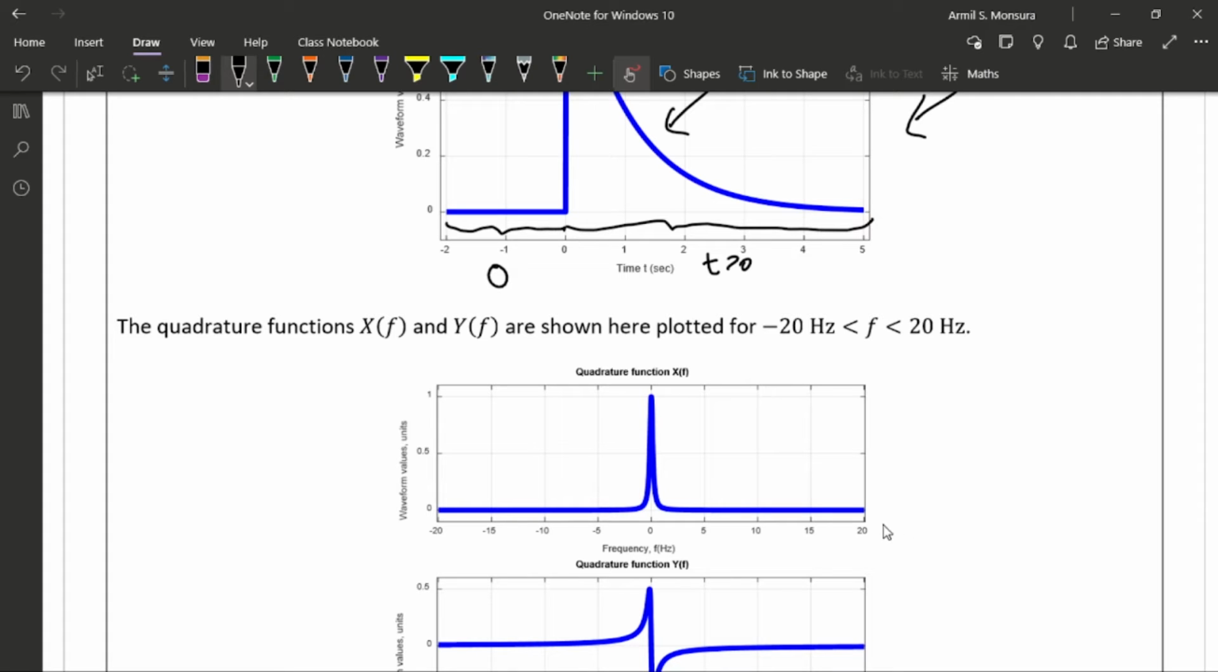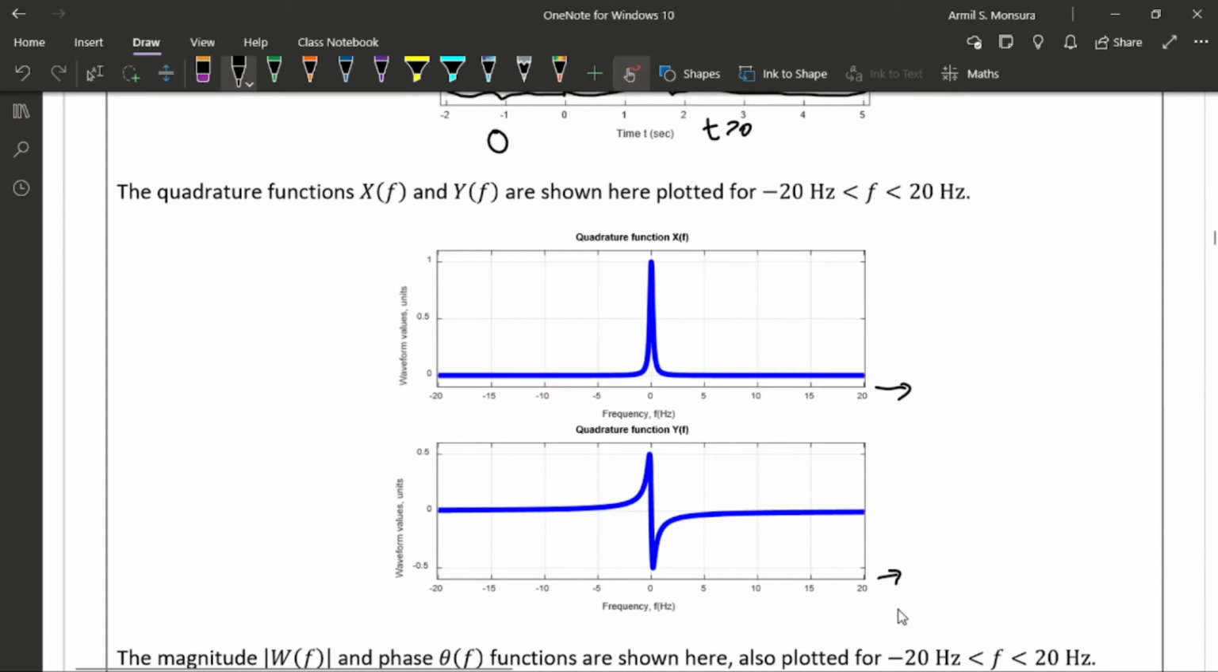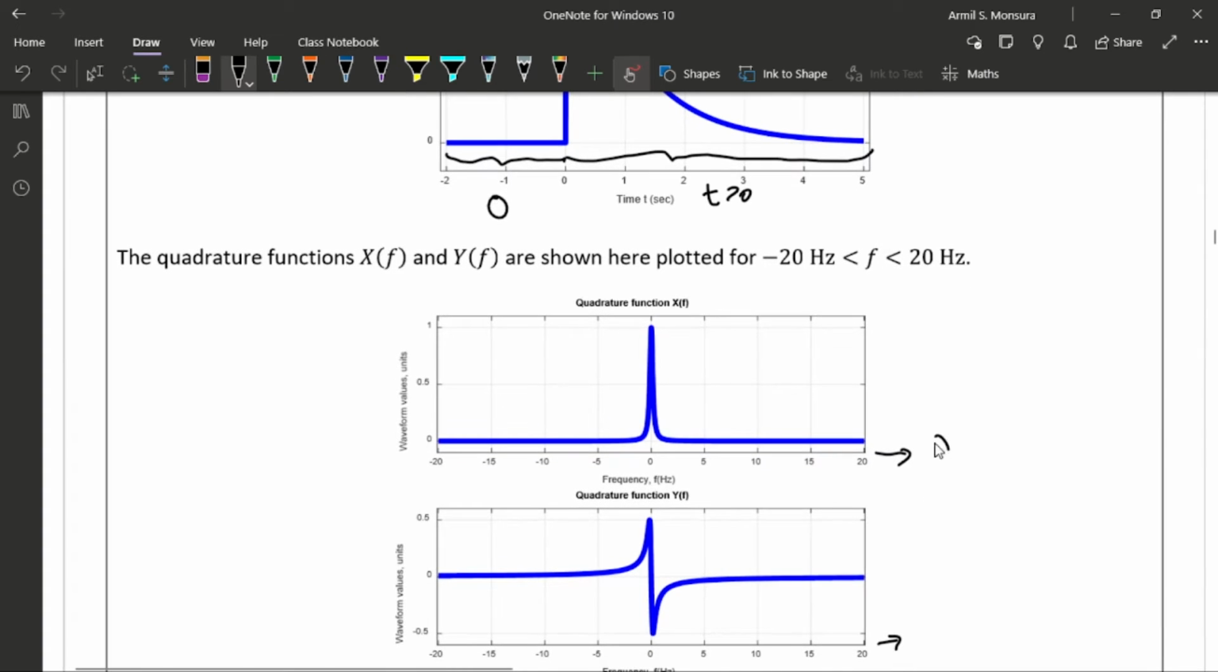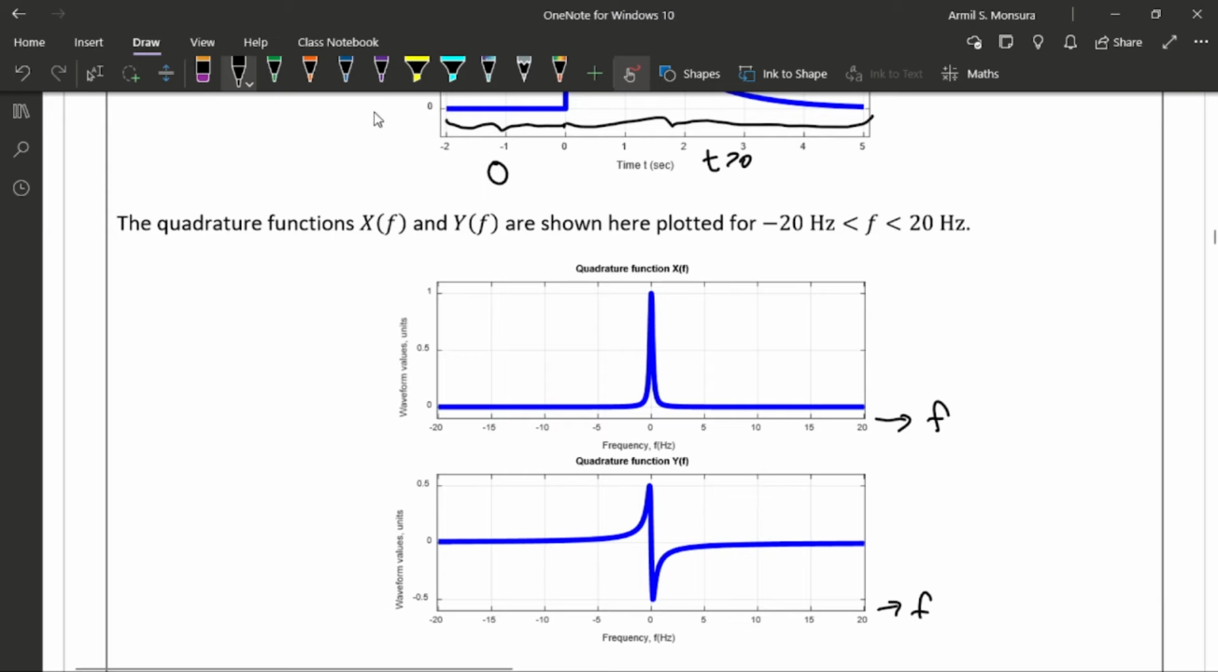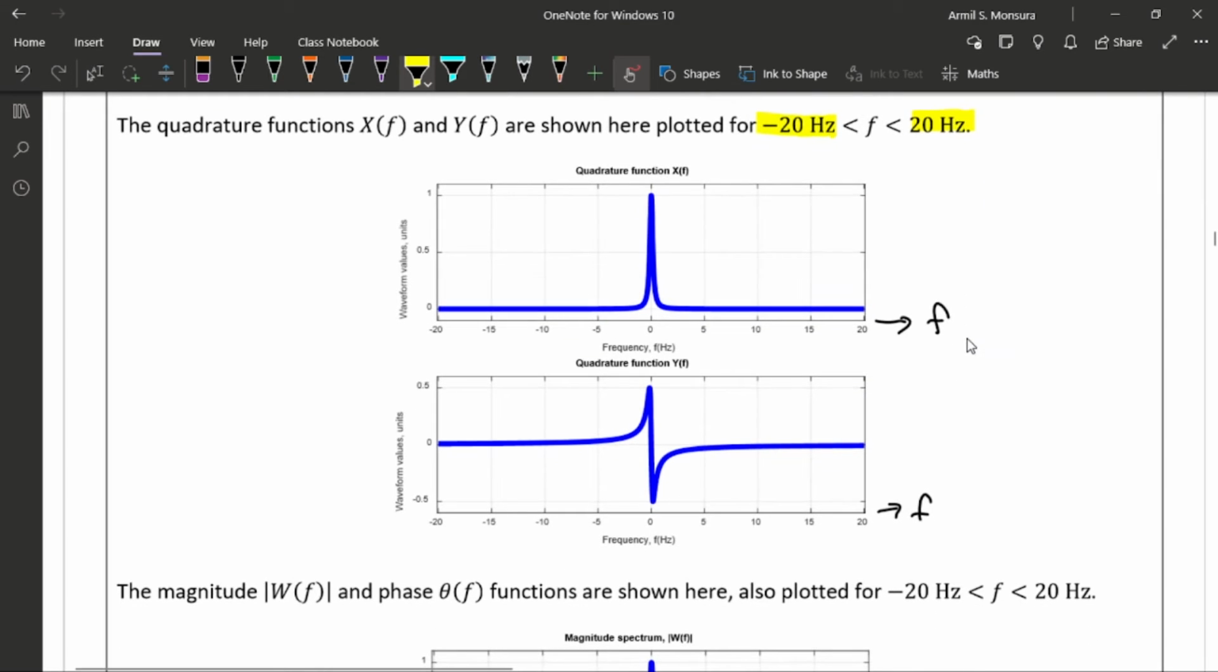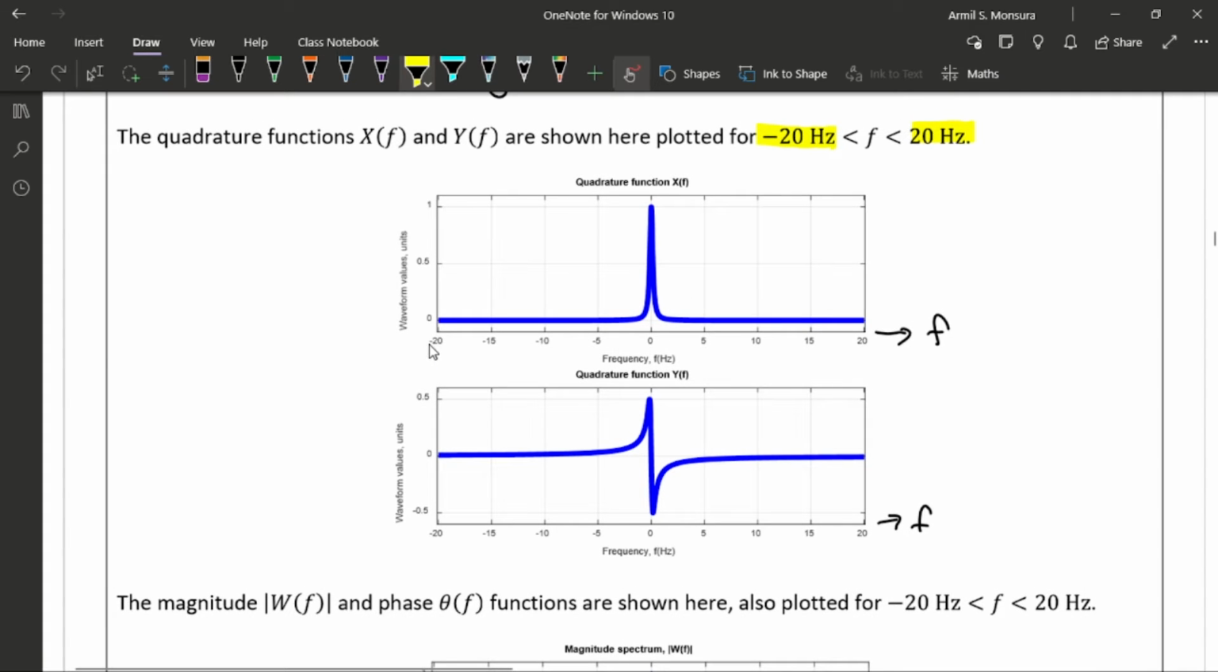So therefore our x-axis here, now instead of time, is now in f. We will show how the quadrature function plots between the frequencies -20 to +20 Hz. And again, the concept of negative frequency here is that in theory, all signals would have a negative frequency, but in practice, we only consider the positive frequencies. So you see that for frequencies from negative 20 up to positive 20 hertz, the value is almost zero.